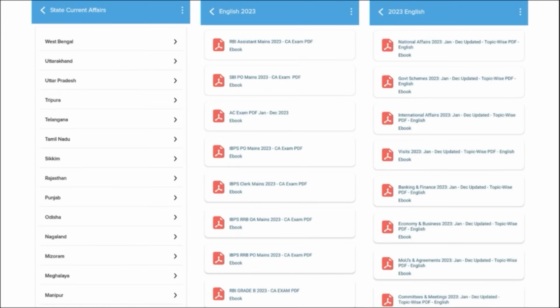After the exam, we also make sure to provide you with the exam analysis. Then for the students who are preparing for state exams, they will be also beneficial here, as we will make sure to provide state-wise current affairs for them.